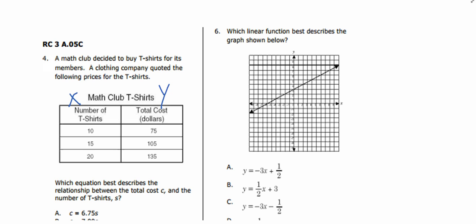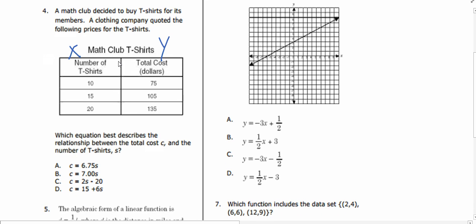Alright, the first problem here: a club is selling t-shirts and the company is quoted prices for the shirts. So we have X as our number of t-shirts and Y as our total cost. The answer choices are not in terms of X and Y, but C is equal to our cost, which is our Y variable, and S is on the right side of these equations, and that's our X variable. Let's just plug these in and see if we can match them up in the table.